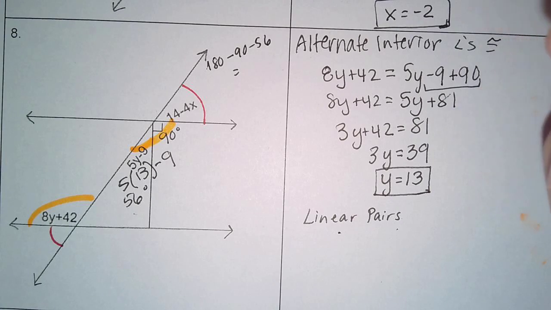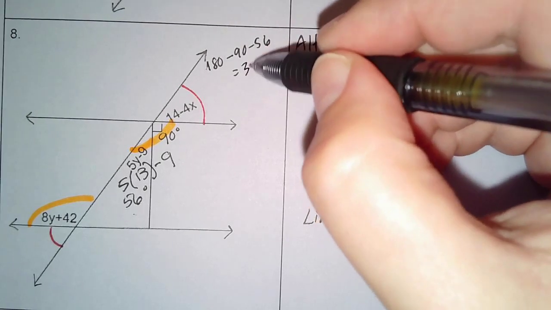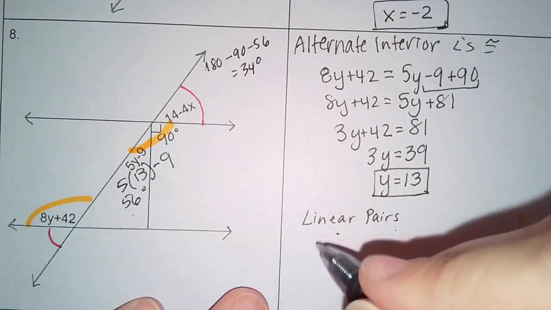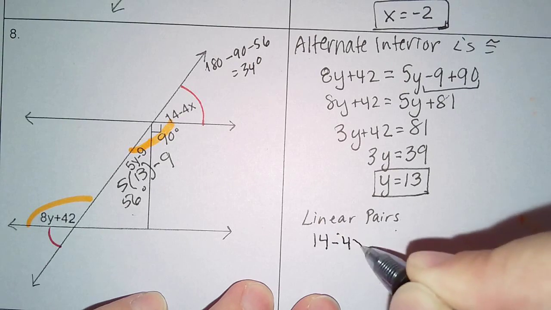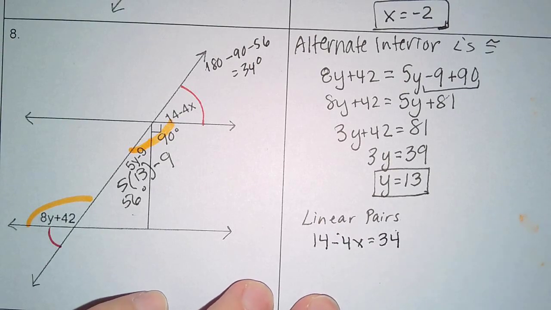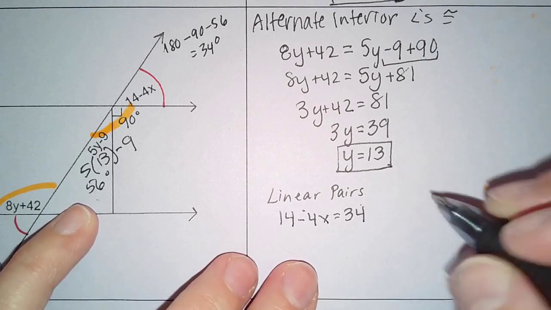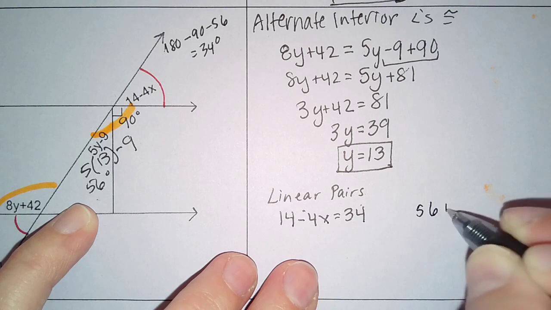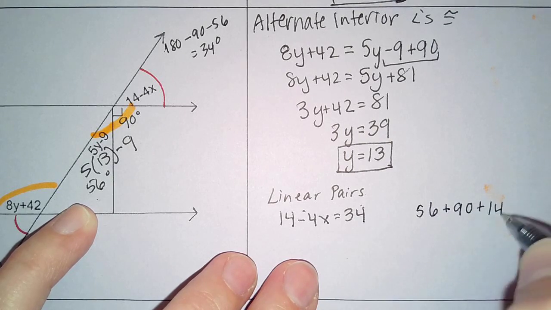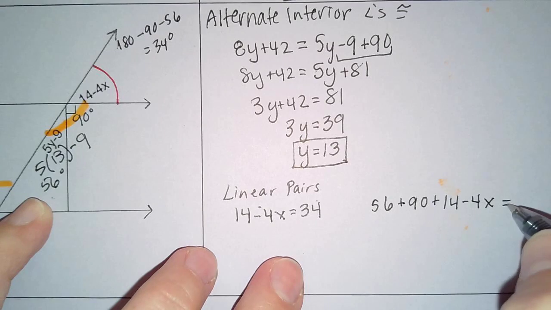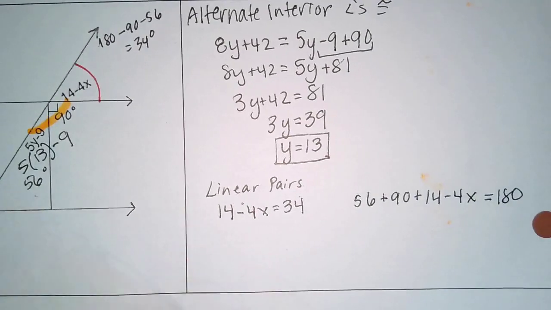34. So our two options were to say 14 minus 4x equals 34 and solve. Our other option was to say 56 plus 90 plus 14 minus 4x equals 180. So that was just a little bit more, right? You have one more step to combine your like terms before you get down to this.